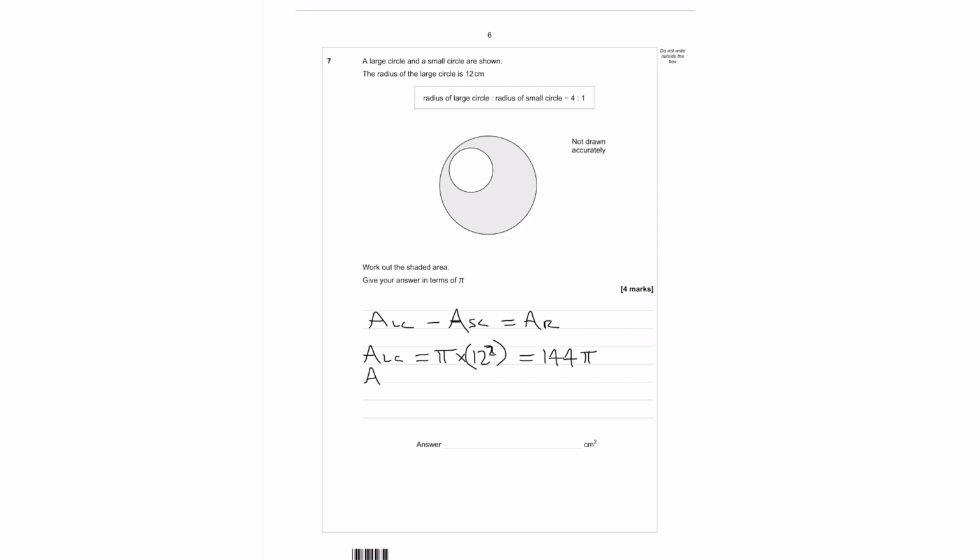The area of the small circle is going to be equal to pi times, well, we know that the radius is 4 times smaller than 12, which is 3. So it's going to be pi times 3 squared, which is 9 pi. Therefore, the shaded area is 144 pi minus 9 pi, and that's the area remaining, and that is equal to 135 pi centimeters squared. And just a reminder that the question says give your answer in terms of pi, so we can just leave it in this form.